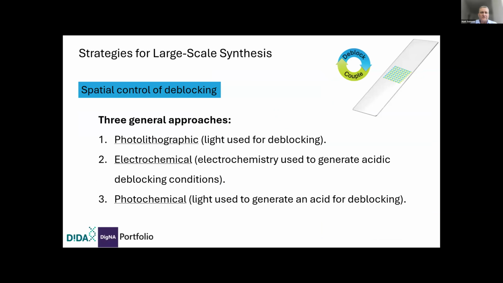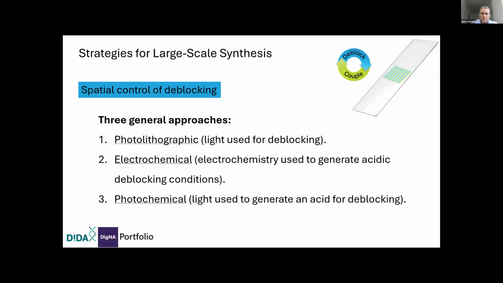And the other option is spatial control of deblocking. I mentioned that on the 5' carbon of the sugar, there's a protecting group. In the case of solid phase synthesis, it's an acid labile protecting group. So if you expose it to acid, it falls off, and then you have the 5' hydroxyl, which is reactive to the incoming phosphoramidite.